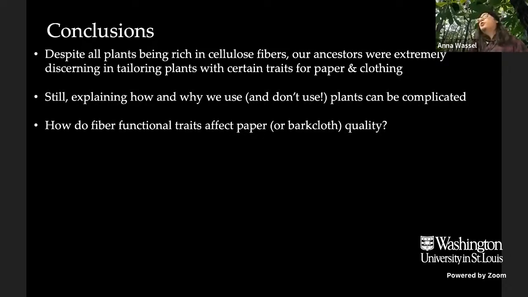So far, what I've shown you is that we see a selectivity among artisans in using plants with particular characteristics for a particular purpose. What I haven't told you is, well, why? So what we need to do is actually test the paper that comes from all these different species and figure out what co-varies with these particular fiber characteristics.